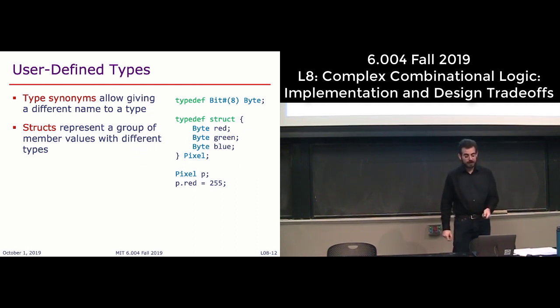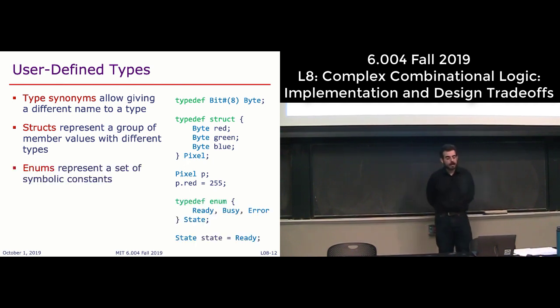Or you can say, look, I have a type byte, and I define a type pixel, right? So this is the name of the new type that you're defining. And it's composed of 3 different members, red, green, and blue, all of which have type byte. And then you can instantiate, you can create a variable of type pixel and access its members directly. You can say p.red equals whatever.